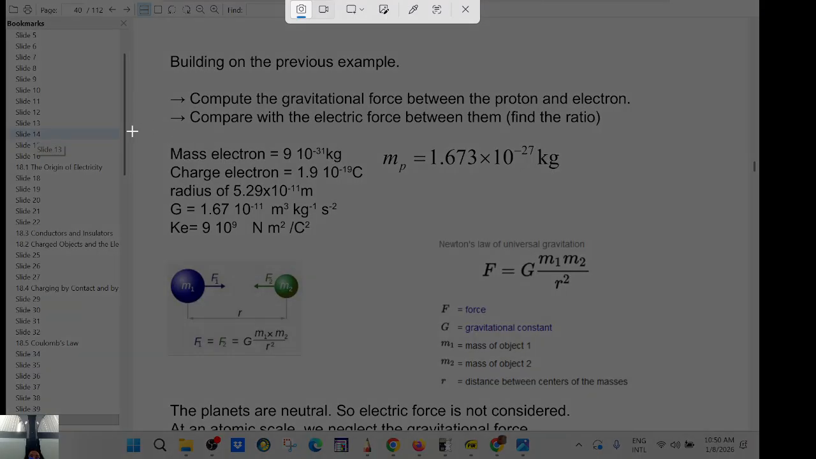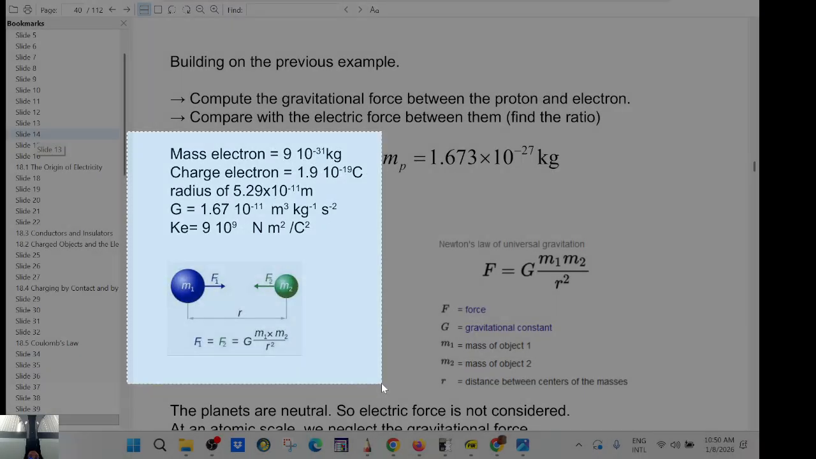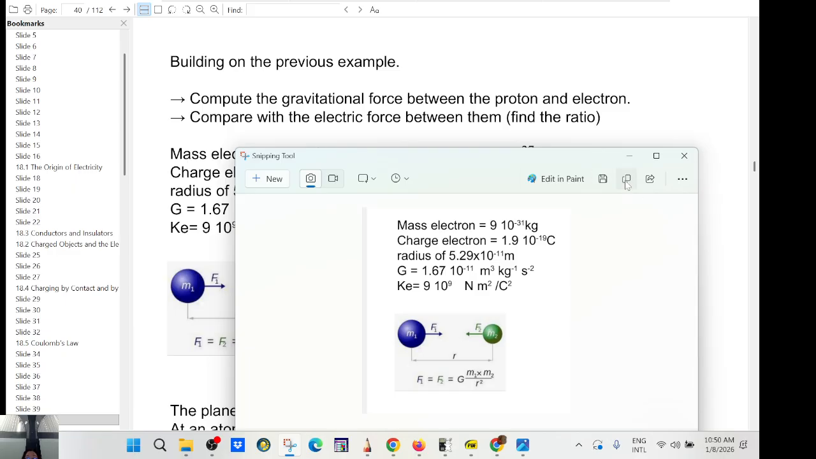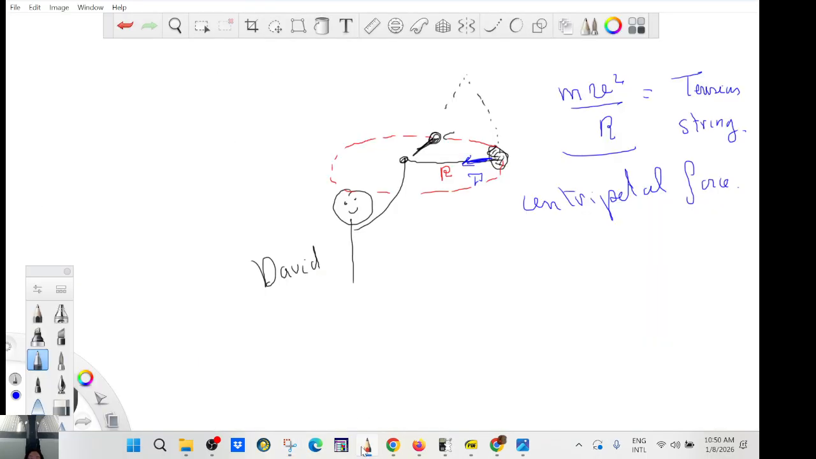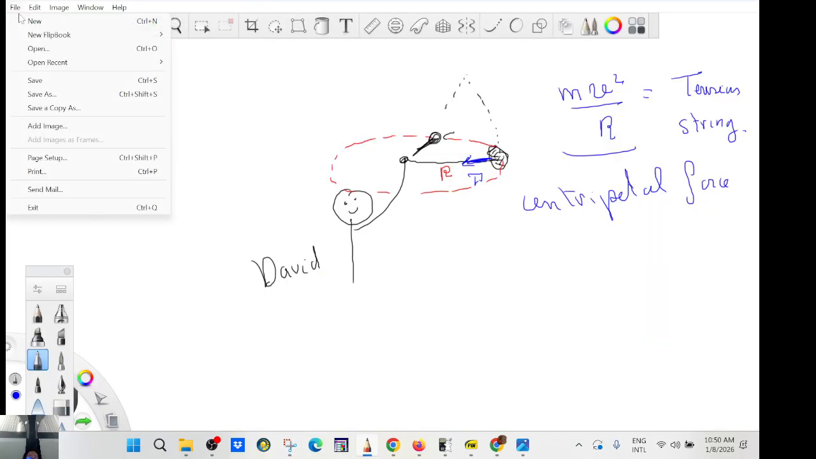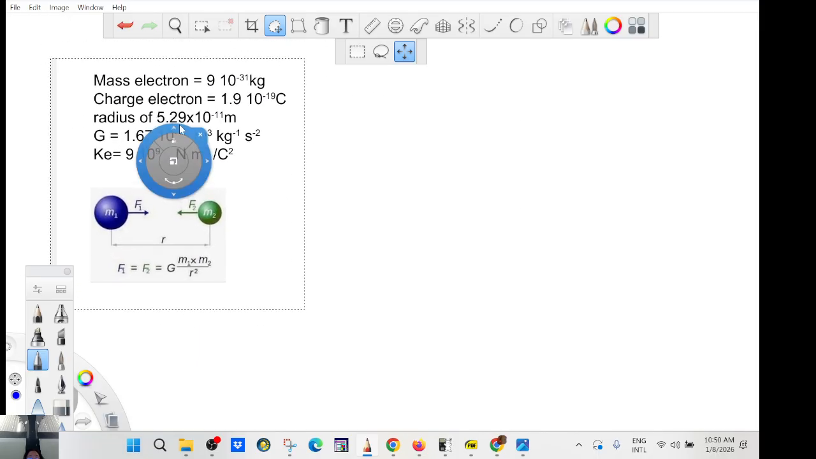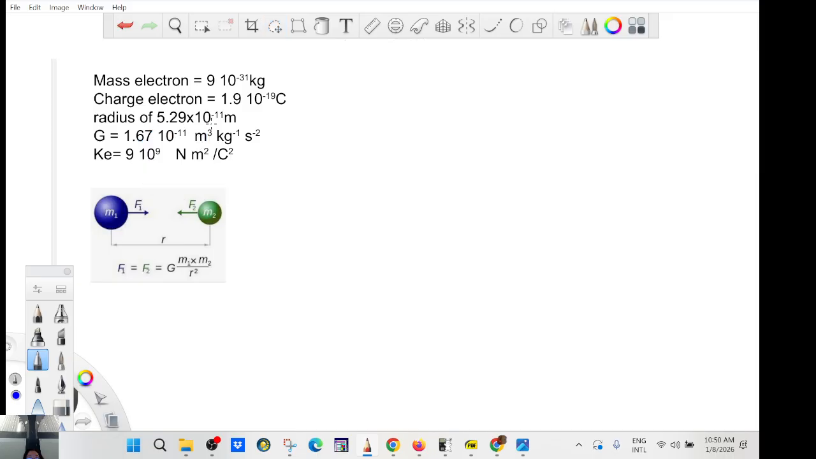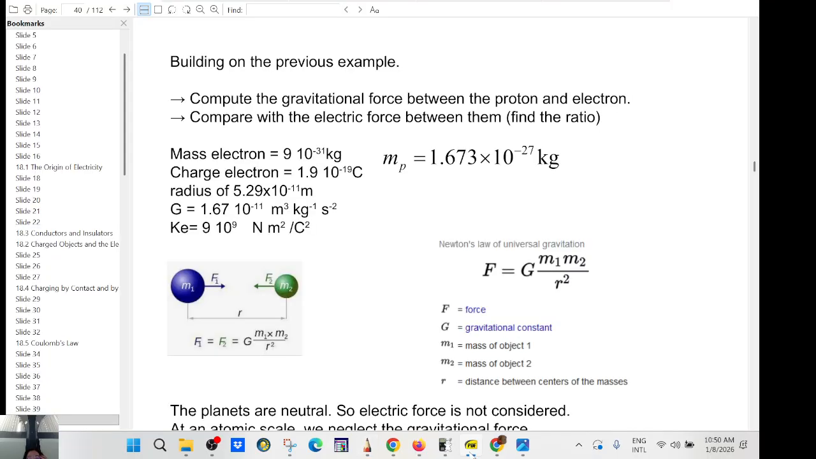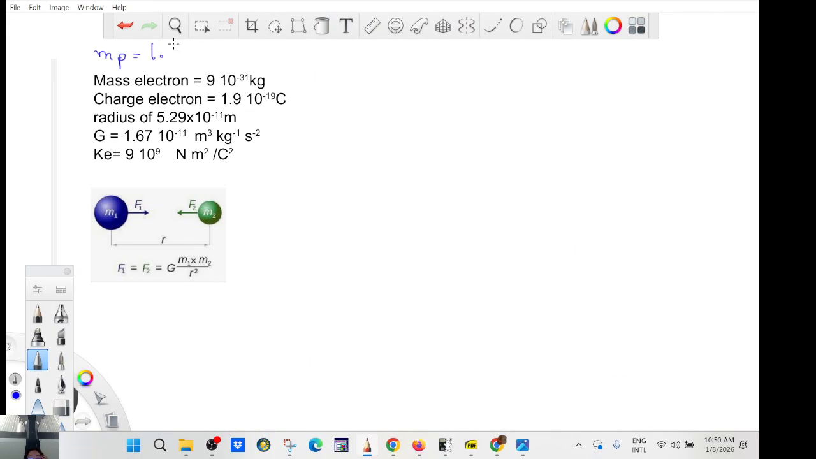And you have to take your TI and do it in one shot. It should not take so long. The mass of the proton is given. Where is the mass of the proton? Yes, it is 1.673 times 10 to the negative 27 kilogram.